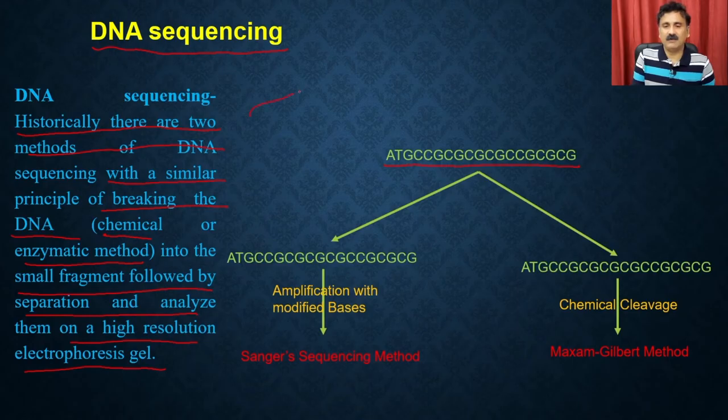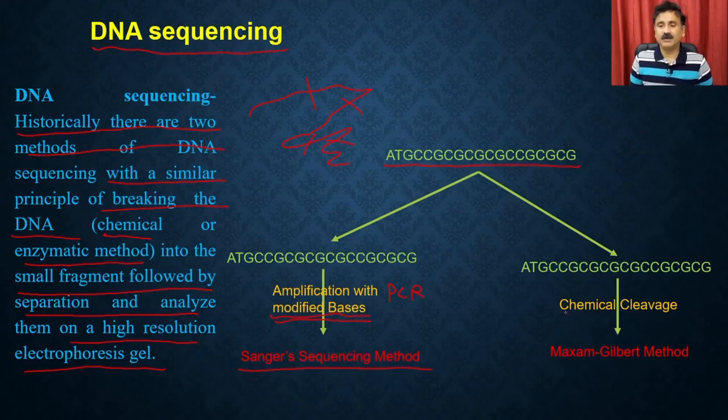So for example, if you have a complete genomic DNA, first you have to break the DNA, and then you get the small fragments. In method one, you can amplify this with the help of PCR. And while you are doing the amplification, you can use modified bases. When you use a modified base, it is not going to amplify beyond that base site, and that's how you are going to do the sequencing. That method is called the Sanger sequencing method.